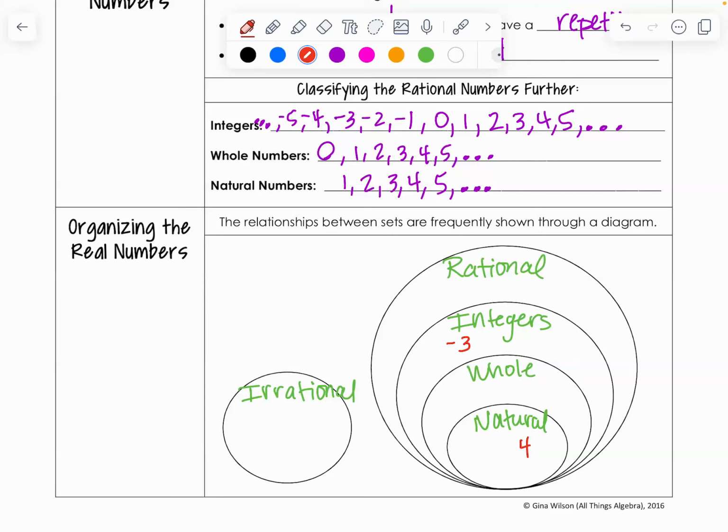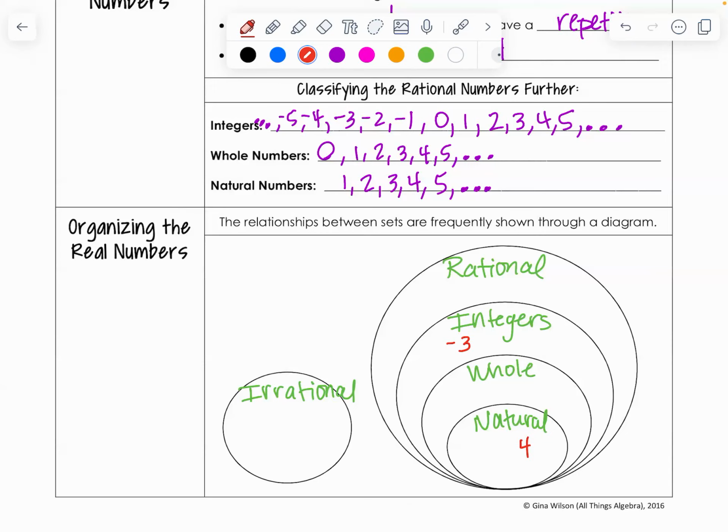I also have these buckets up here to help give you a different visual. Okay, so this is one visual. I'm also going to use this visual. Because these are all of my cooking bowls. Okay, if I have a natural number, do you see how it sits inside of all of these buckets? Okay, my natural numbers fit inside whole, integers, and rational.